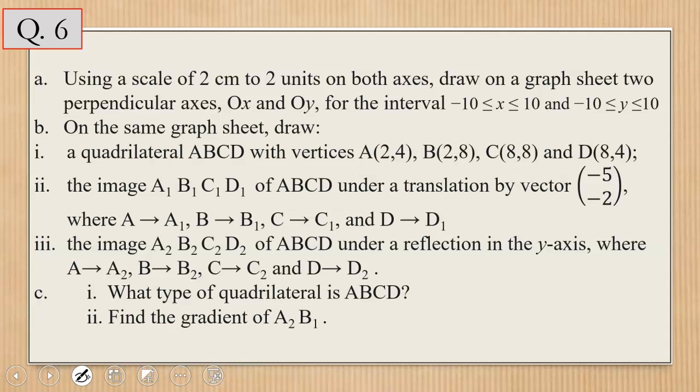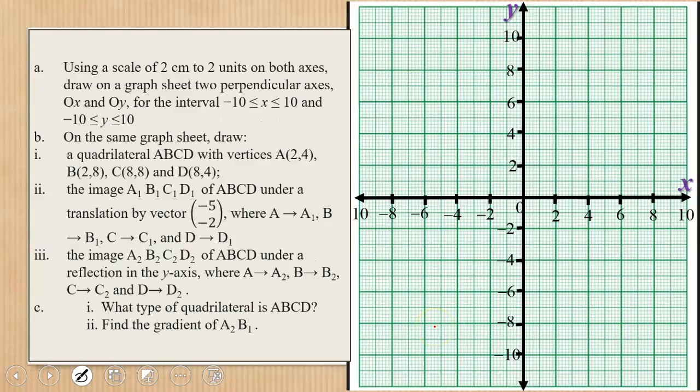Then we are asked to identify the type of quadrilateral that ABCD is. Then we find the gradient of the line joining A2 and B1. So let's first go ahead and look at our graph.